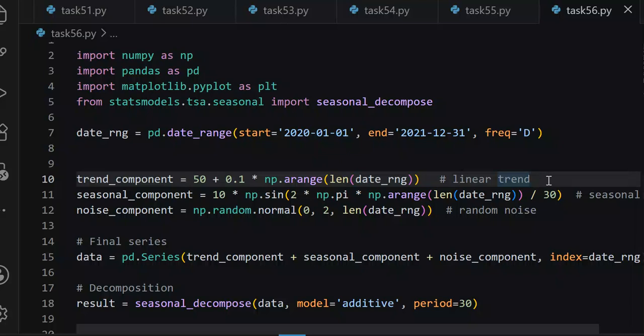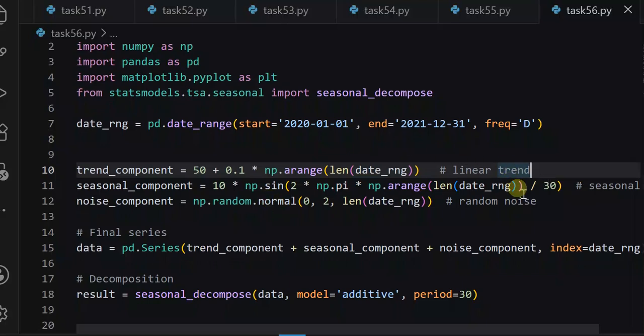Then we create a seasonal component, which creates repeating seasonal behavior. For this, the 10 controls the height of the seasonal effect, and 30 is the repeating period of 30 days. I mean the pattern repeats every 30 days.